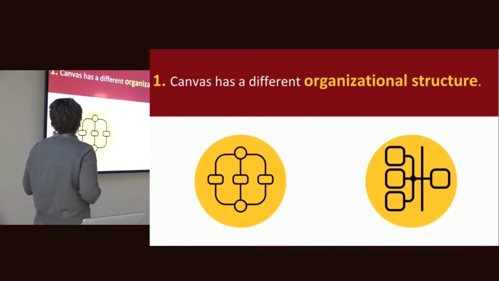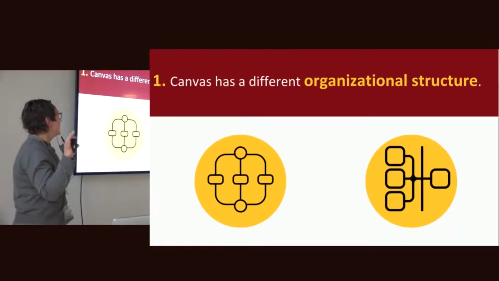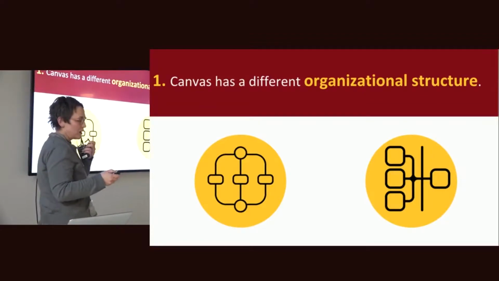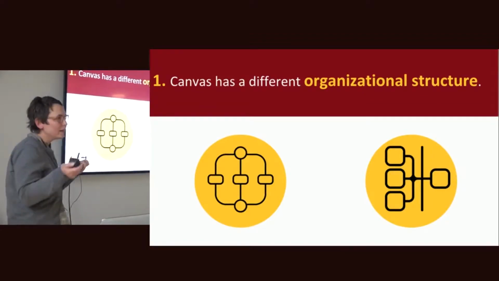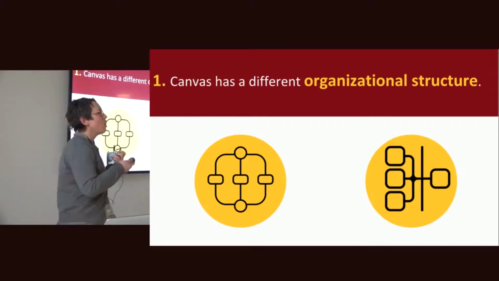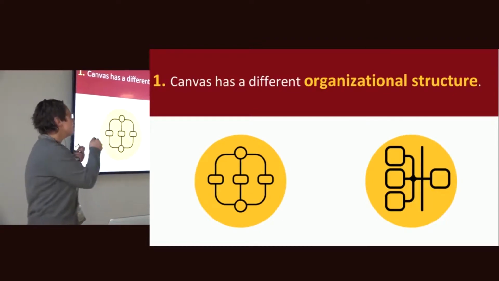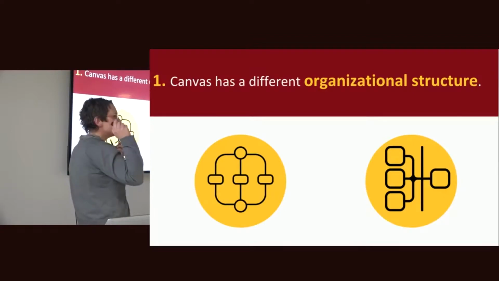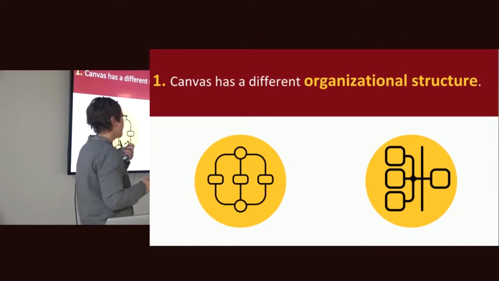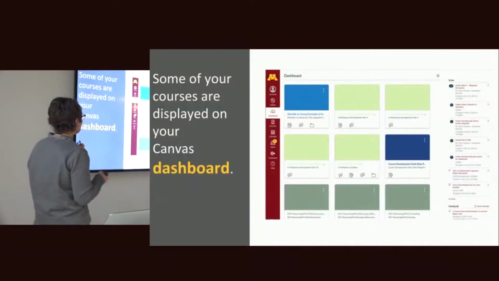So the first point I want to make is that Canvas has a different organizational structure. And what do I mean by that? You've probably heard this a million times, all LMSs do similar things. They all function somewhat the same, but there is a different organizational structure here, and some people are missing that with our transitions, so I want to mention it now.